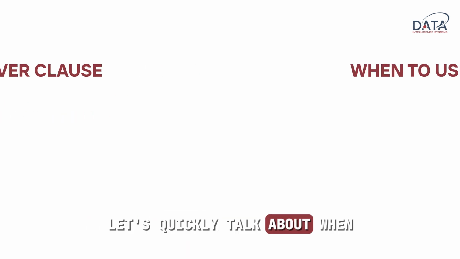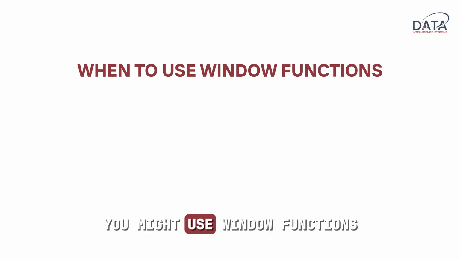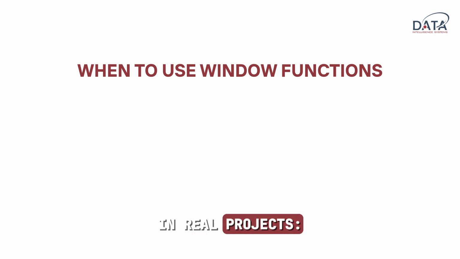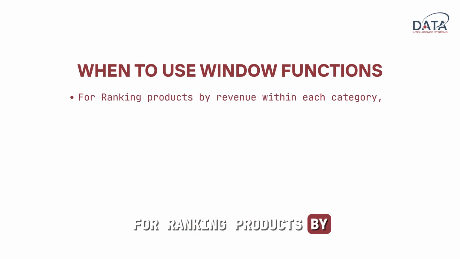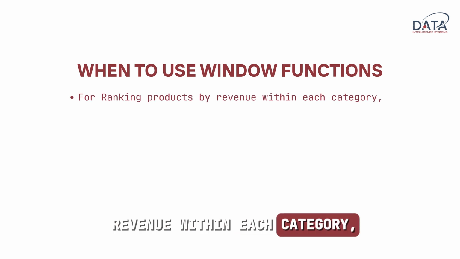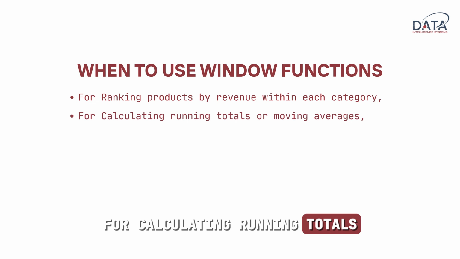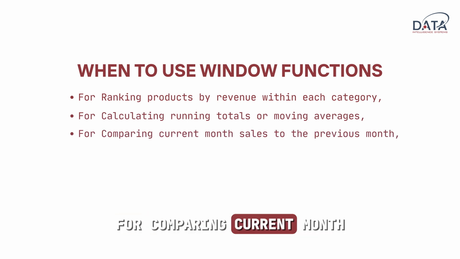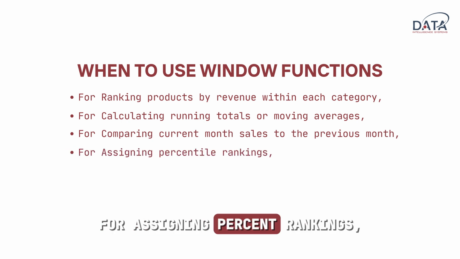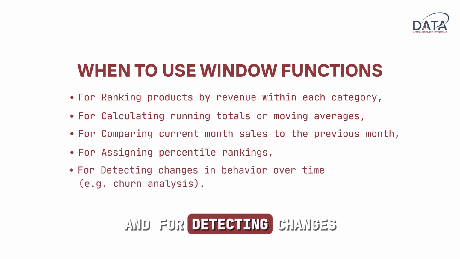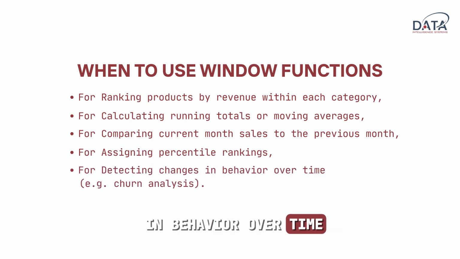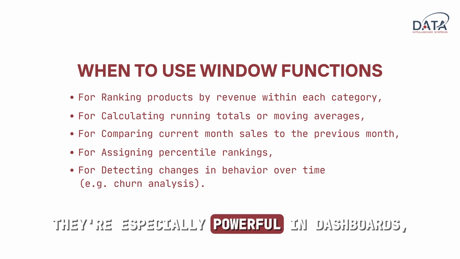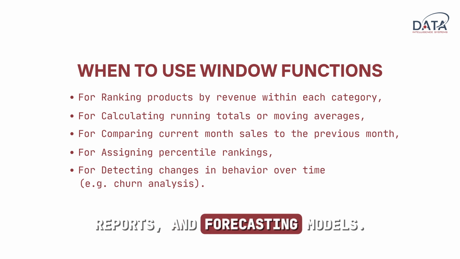Let's quickly talk about when you might use window functions in real projects: for ranking products by revenue within each category, for calculating running totals or moving averages, for comparing current month sales to the previous month, for assigning percentile rankings, and for detecting changes in behavior over time, like churn analysis. They're especially powerful in dashboards, reports, and forecasting models.